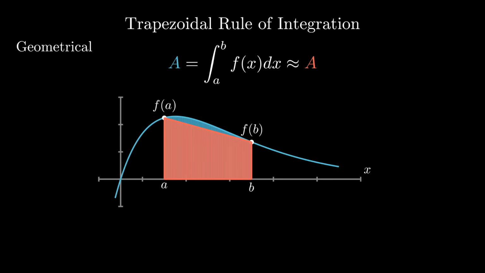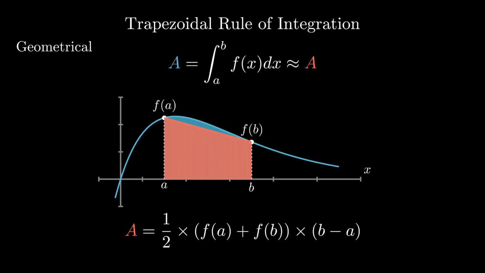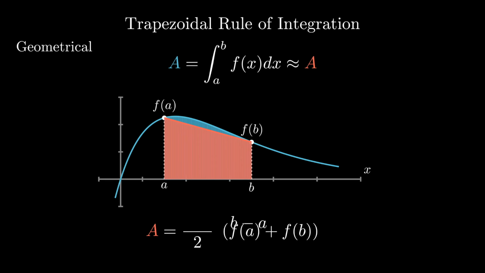The area of a trapezoid is 1/2 times the sum of the length of the parallel lines times the perpendicular distance between the parallel lines. The length of the parallel lines are f of A and f of B. The perpendicular distance between them is B minus A. So the area is (B minus A) by 2 times (f of A plus f of B).